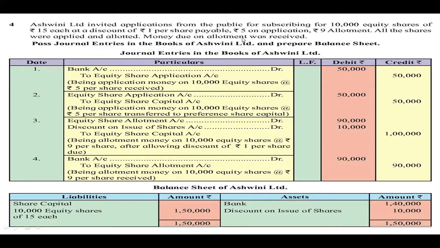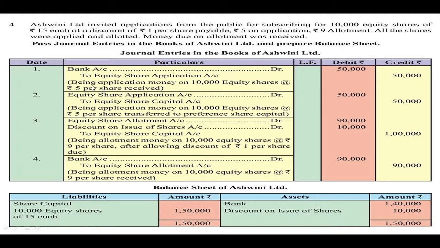Now here there are 10,000 shares and the application money per share is rupees 5. So 10,000 into 5, that is 50,000. So the first entry is bank account debit 50,000 to equity share application account 50,000, and in the bracket we have to give the detailed explanation about the number of shares and the application money per share received.